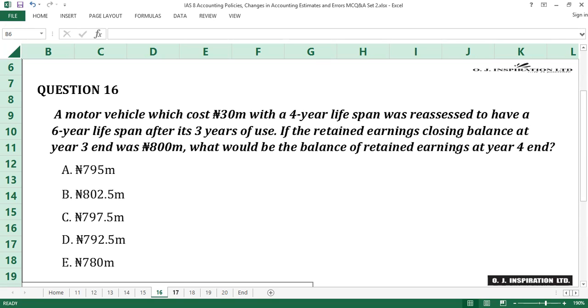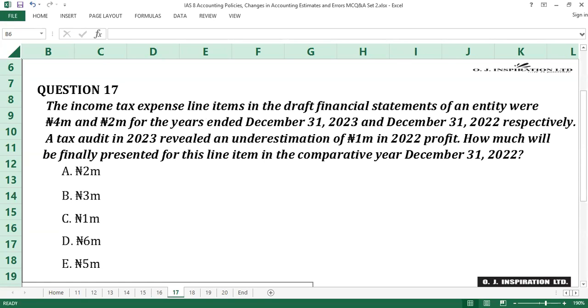Question number 17. The income tax expense line items in the draft financial statements of an entity were 4 million naira and 2 million naira for the years ended December 31, 2023 and December 31, 2022, respectively. A tax audit in 2023 revealed an underestimation of 1 million naira in year 2022 profit. How much will be finally presented for this line item in the comparative year December 31, 2022? A, 2 million naira. B, 3 million naira. C, 1 million naira. D, 6 million naira. E, 5 million naira. Time counts.